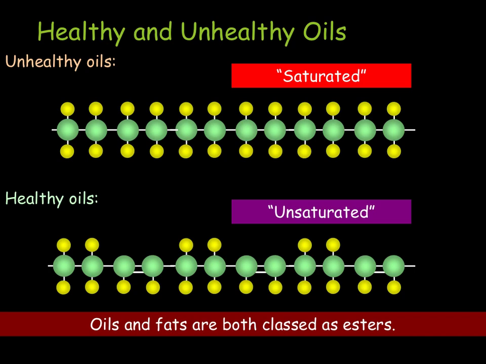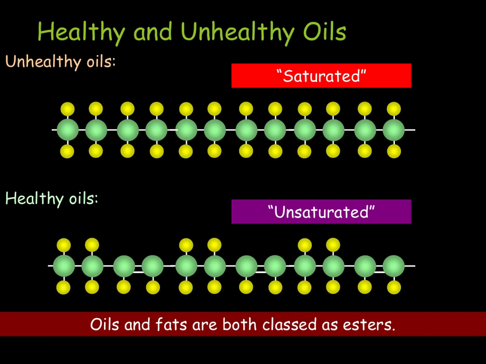As we can see here, we have both healthy and unhealthy oils. Our unhealthy oil is a saturated oil, so it contains no carbon-carbon double bonds, as opposed to our healthy oil, which is unsaturated, so this one will be polyunsaturated, as we have two carbon-carbon double bonds.